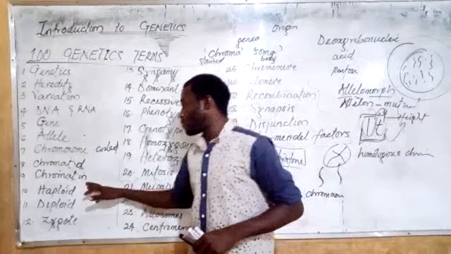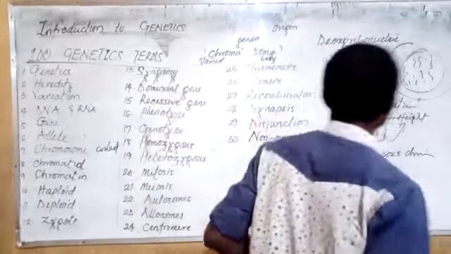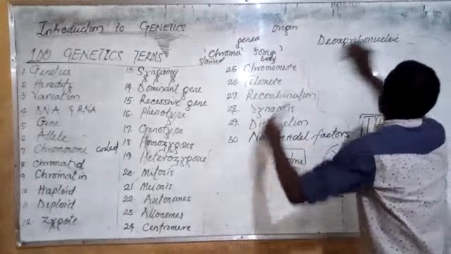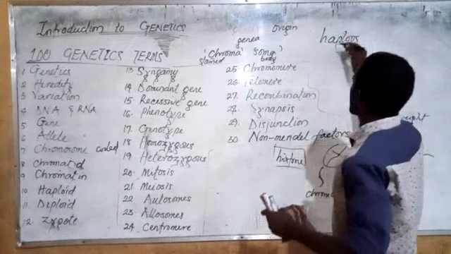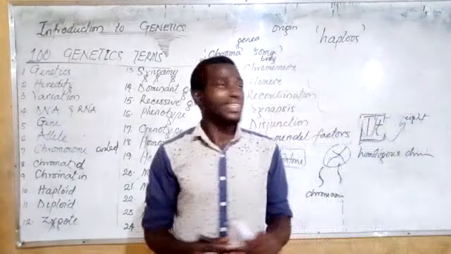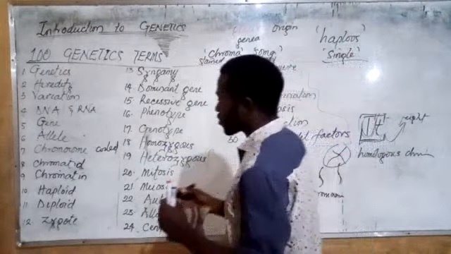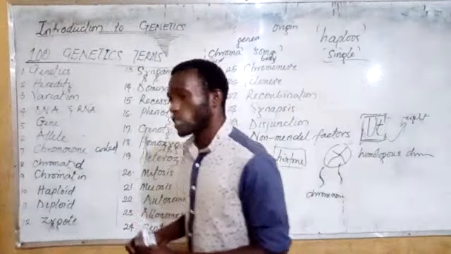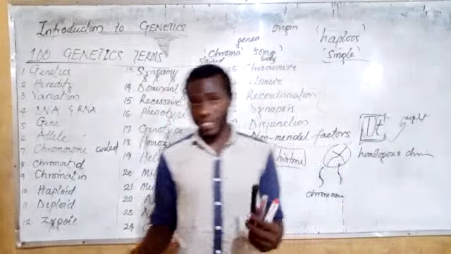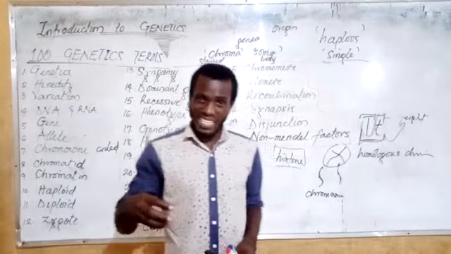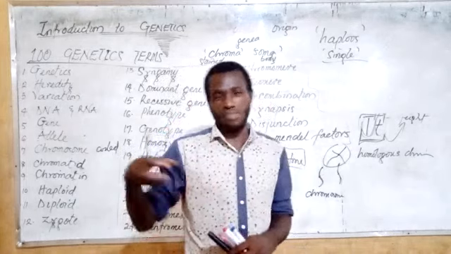Alright? Now, we get to the next one, which is the haploid. The word haploid is gotten from the Greek word haplous, and haplous basically means single. Now, what does single mean? Why is it called single? You see, a haploid cell or a haploid organism is basically a cell that possesses half the number of genetic characteristics of the parent.